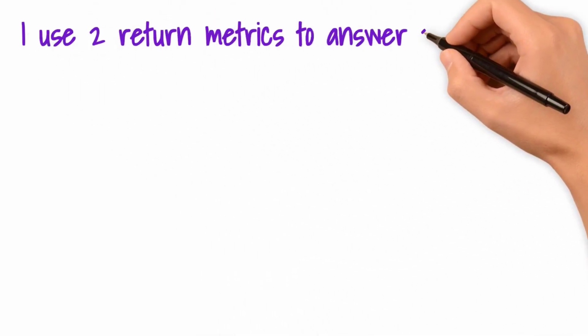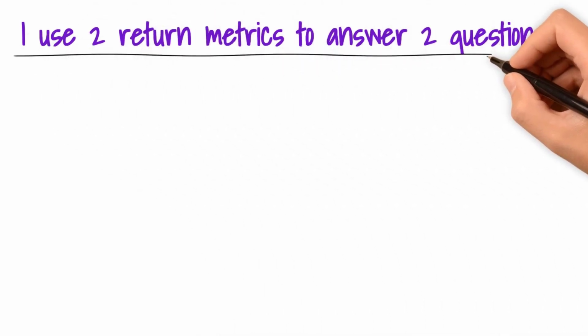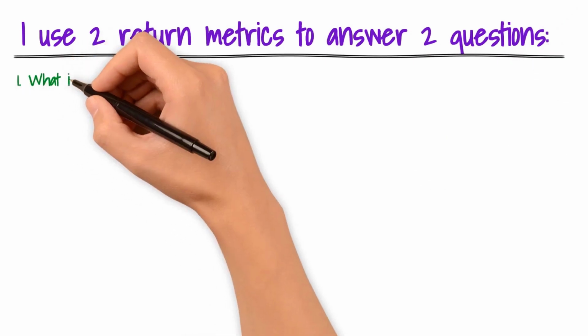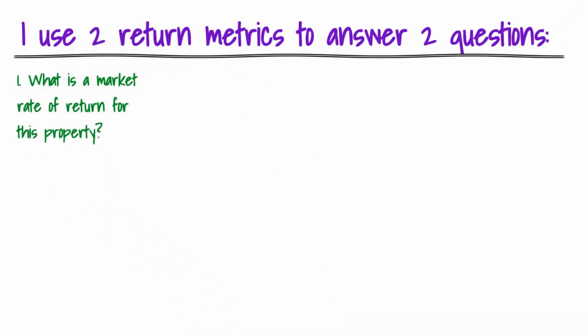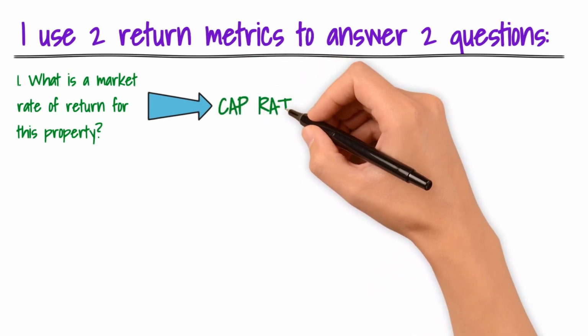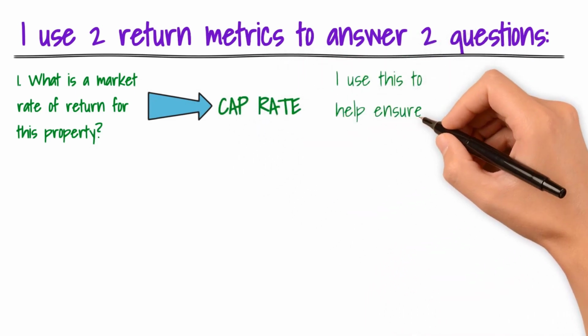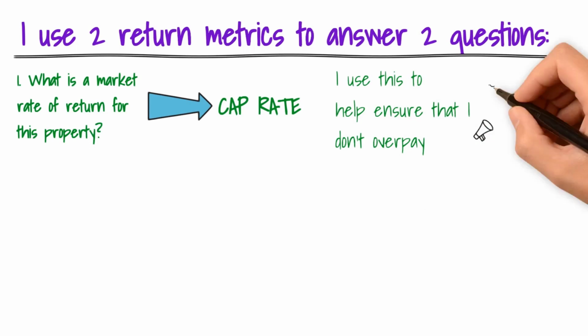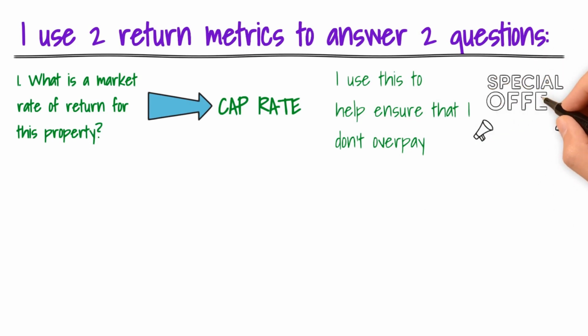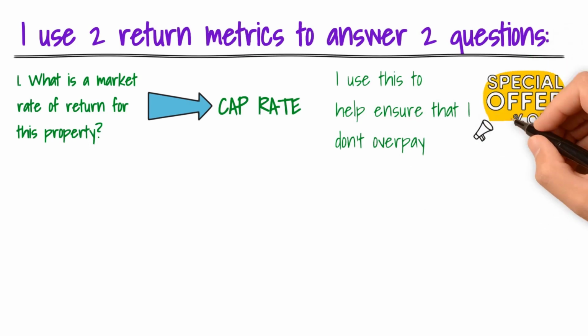I use two return metrics to answer two questions. Question 1, what is the market rate of return for this property? Here I use the cap rate. The cap rate helps to ensure that I only buy properties that generate a return above the market average, helping to ensure that I get a good price.